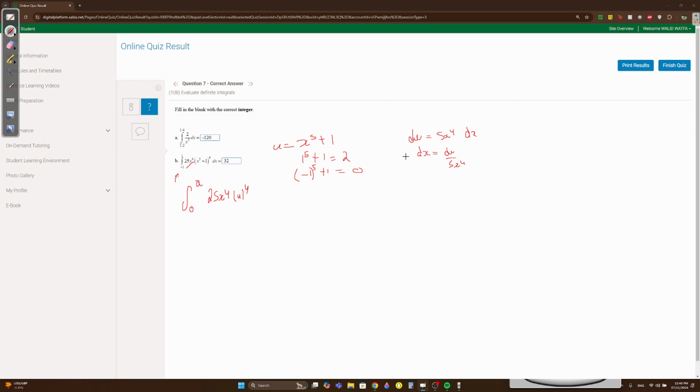So over here, we're going to change dx into du over 5x to the power 4. x^4 with x^4, 25 with 5. And you're going to get the integral of 5u to the power 4 du. Okay, when you integrate this, you're going to get 5u^5 over 5, right? In between what? 0 and 2. And you're going to get u to the power 5 in between 0 and 2.